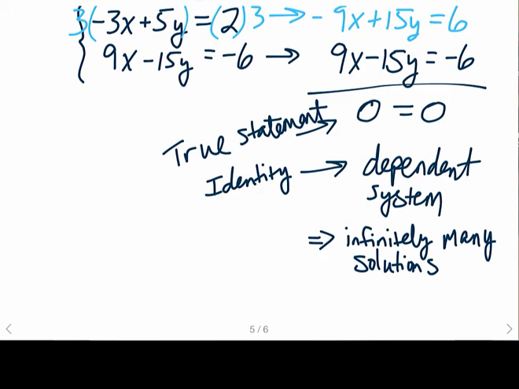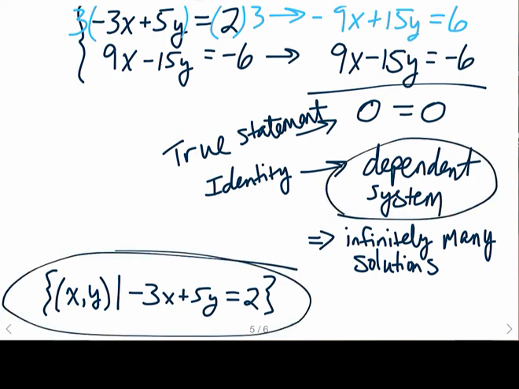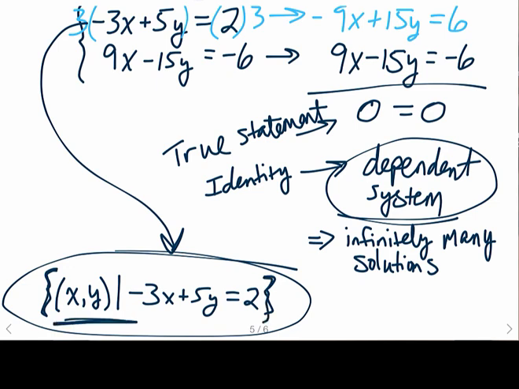And in that case, what we want to say is the solution is the set of ordered pairs that are on the line. The way we write that down is we say it's the set, so curly brace, of ordered pairs x comma y, such that, and the way we say that x, y is on the line is we just write down one of the equations. Negative 3x plus 5y is equal to 2, and that's it. So when you have a dependent 2 by 2 system, all you need to do is write down the equation of the line and wrap the set notation around it and say it's the set of ordered pairs such that they're on the line.